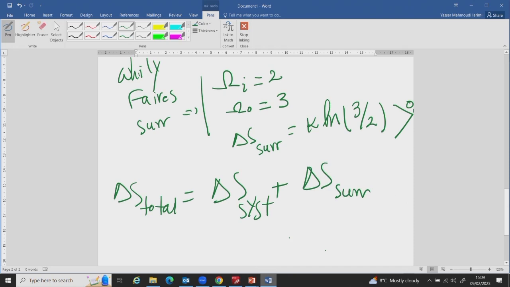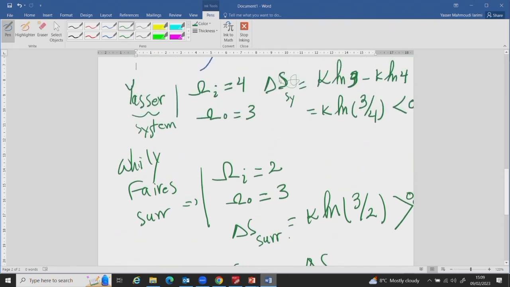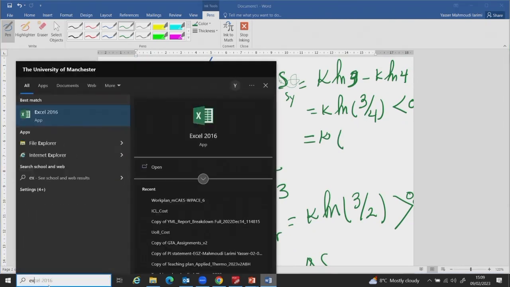If you do that, so let me just ask, does anyone have a calculator? Can you tell me what ln 3 over 4 would be? No need to do that. I have the Excel here.